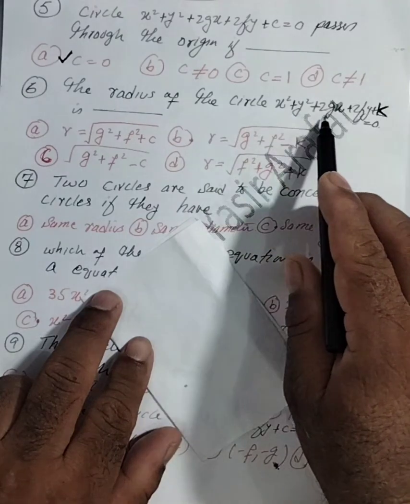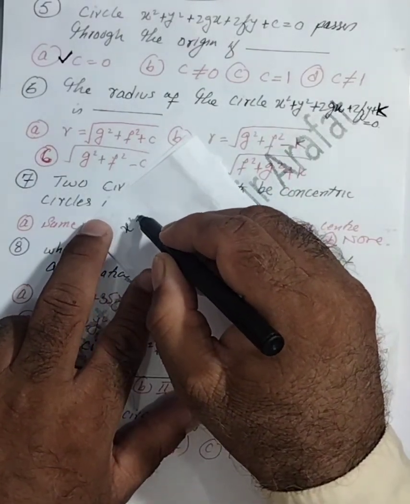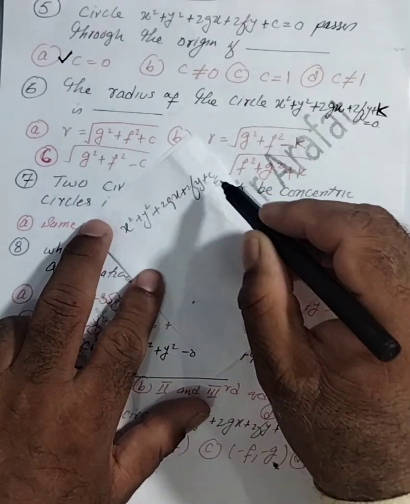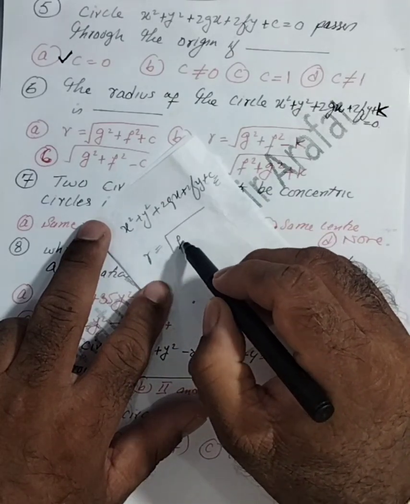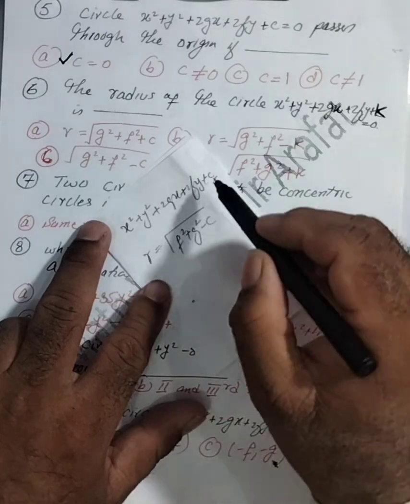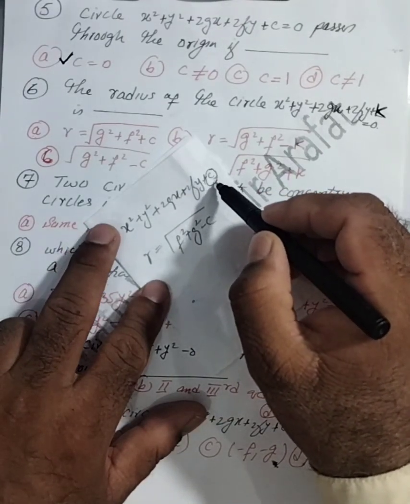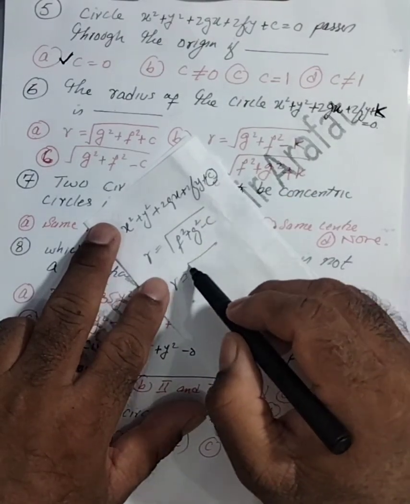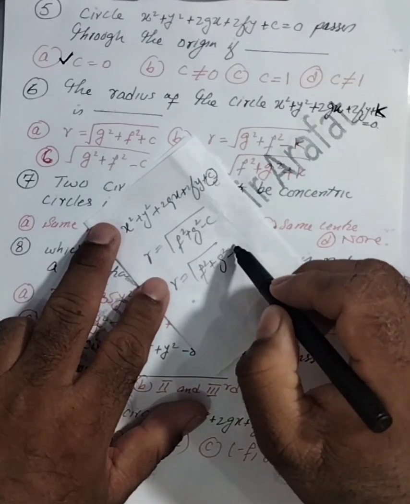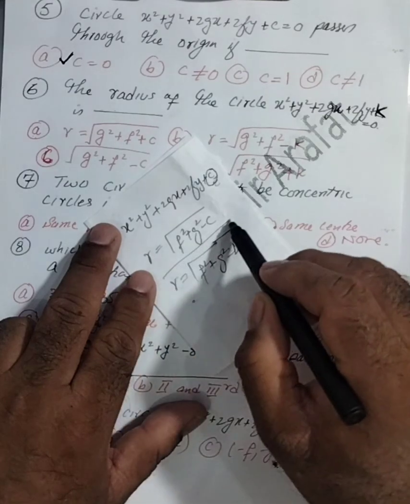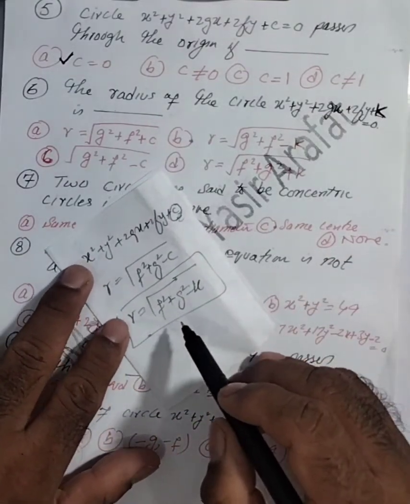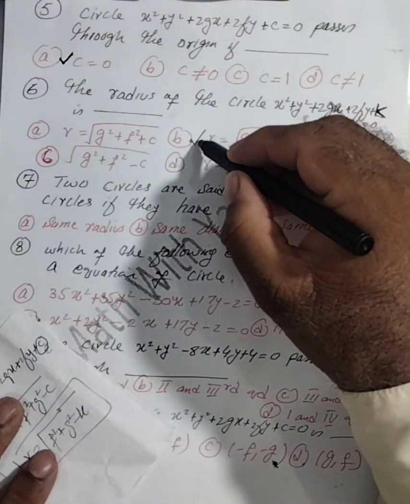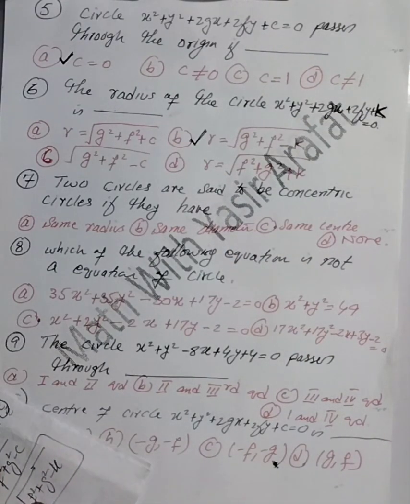If the radius of a circle, we have a general equation x squared plus y squared plus 2gx plus 2fy plus c equals 0, then the radius will be equal to the square root of f squared plus g squared minus c. Remember that, dear students, in the given question here, c is not given. Here k is given. So the radius in this situation will be with c equal to k. So the radius is the square root of f squared plus g squared minus k. So option B is correct for the sixth MCQ.